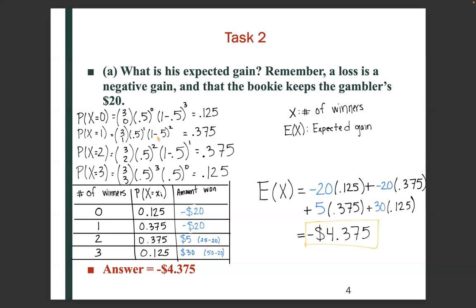And then 1 minus 0.5, this is the failure probability, there would be 2 here. A little tip is that these exponent numbers should add up to 3. And anyway, when you simplify that, you get 0.375.